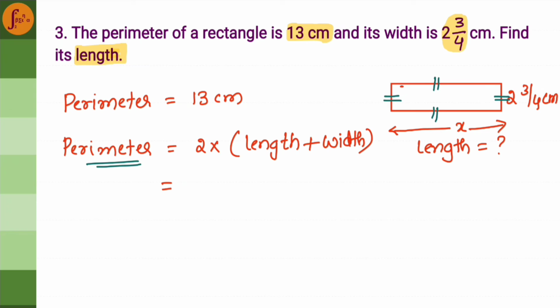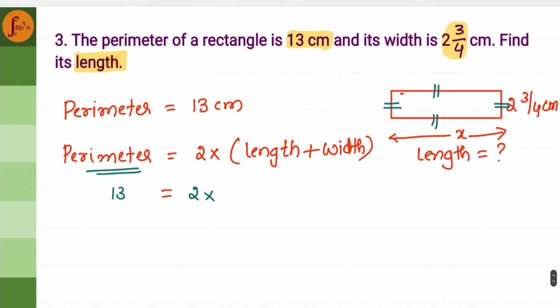So now perimeter is given, 13 centimeter. Perimeter is 13 centimeter. 2 into length. Length we have to find. We don't know what length is. Plus width. What is width? 2 3 by 4. This is a mixed fraction. So 4 2s are 8, plus 3, 11 by 4. We are going to make it a proper fraction. So we get 11 by 4. So 11 by 4 is the width.